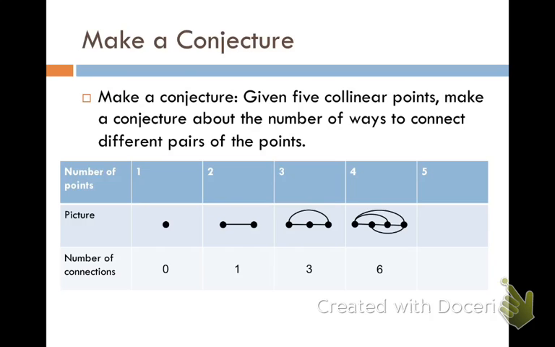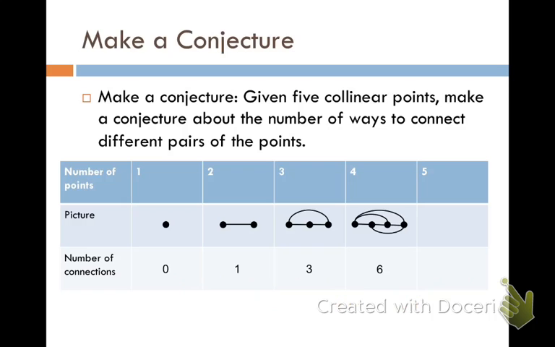We can see here that each time we are increasing the number of connections by 1. Here we're increasing the number of connections by 2. Here we're increasing the number of connections by 3. We can anticipate increasing the number of connections in this next one by 4. We can anticipate there being 10 connections there.